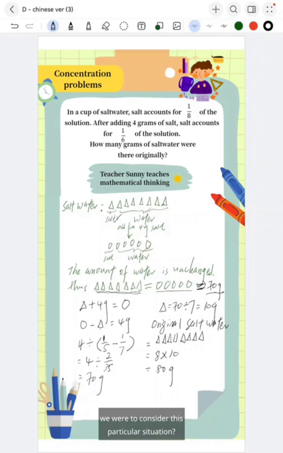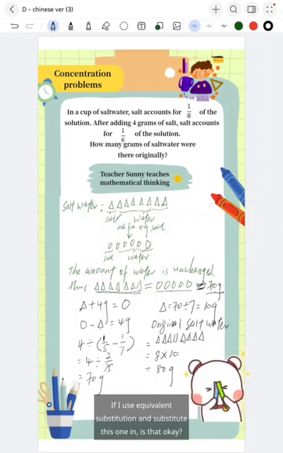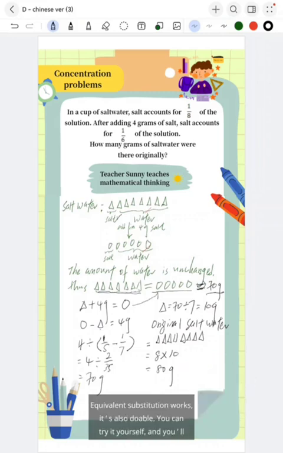Okay, then what if we were to consider this particular situation? If I use equivalent substitution and substitute this one in, is that okay? Equivalent substitution works, it's also doable. You can try it yourself and you'll be able to solve the problem. Alright, have you learned it?